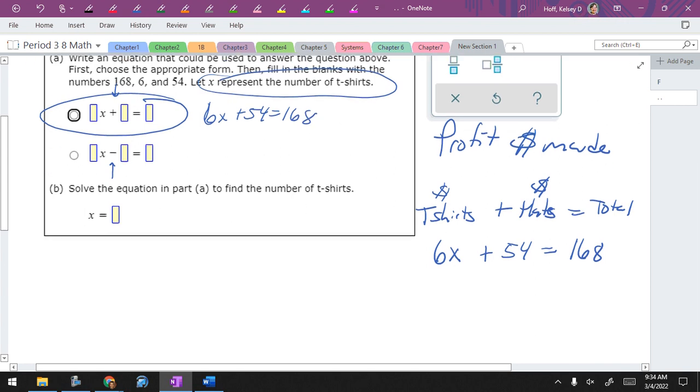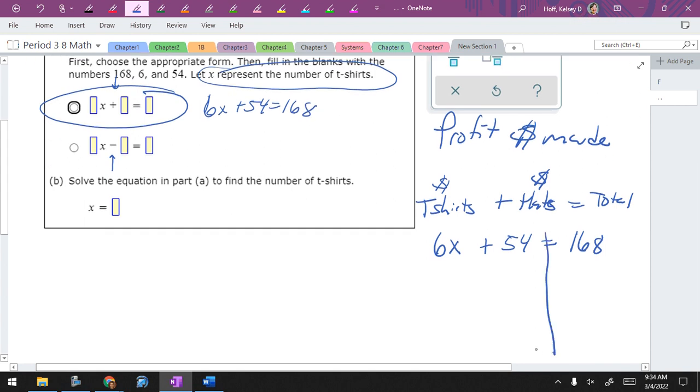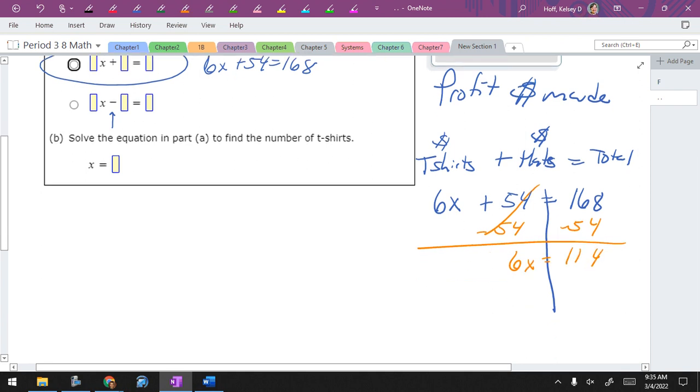Then it says solve part A. So we don't have any parentheses to distribute. We don't have any like terms to combine. 6x is the only x that's already by itself. So to get rid of a positive 54, I subtract 54 from both sides. 6x equals 114. Divide both sides by 6. 19, if I'm correct. Double check my math on there. Then that would be 19 there.